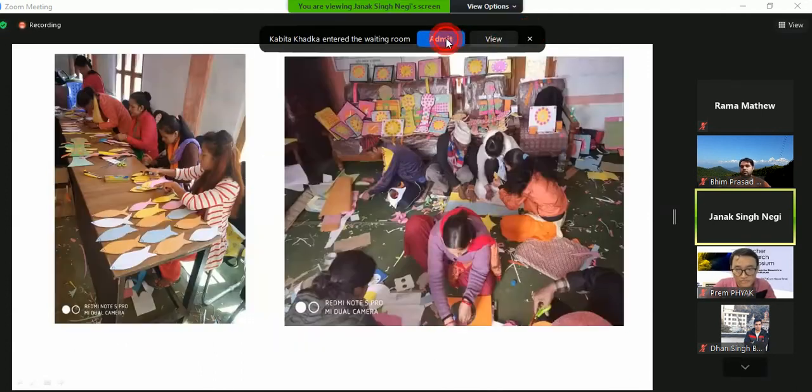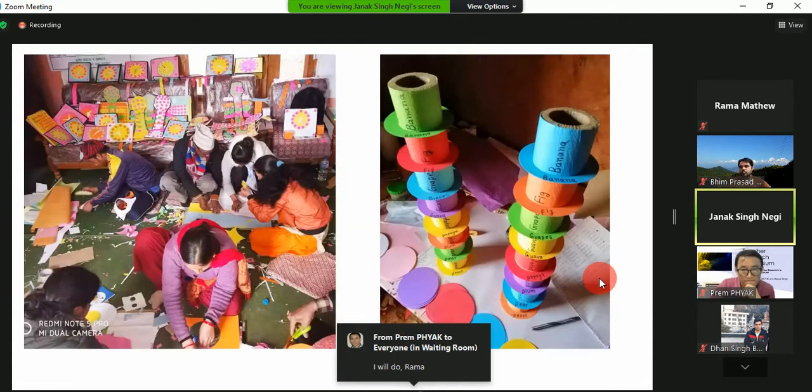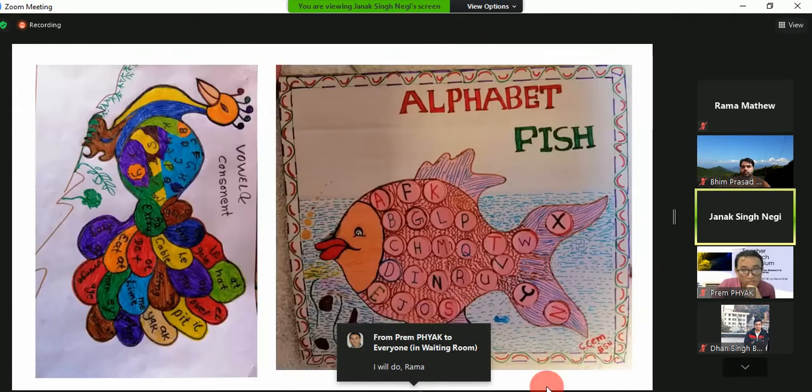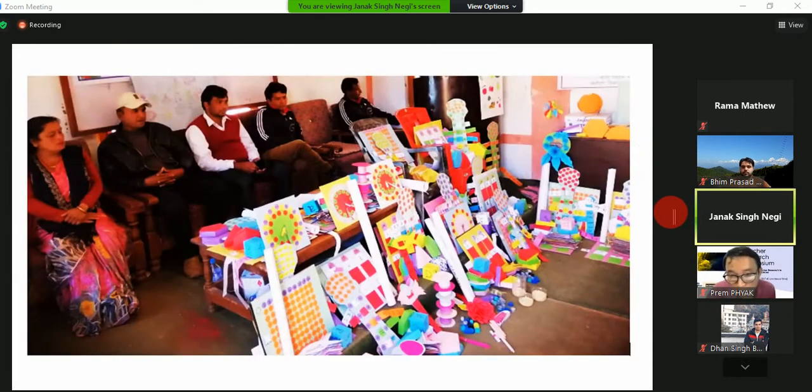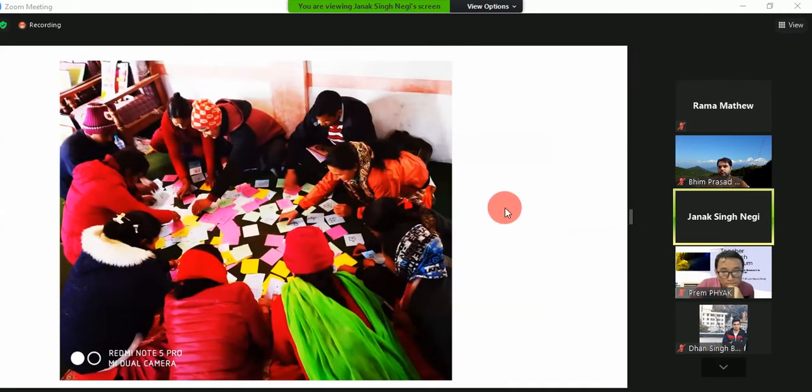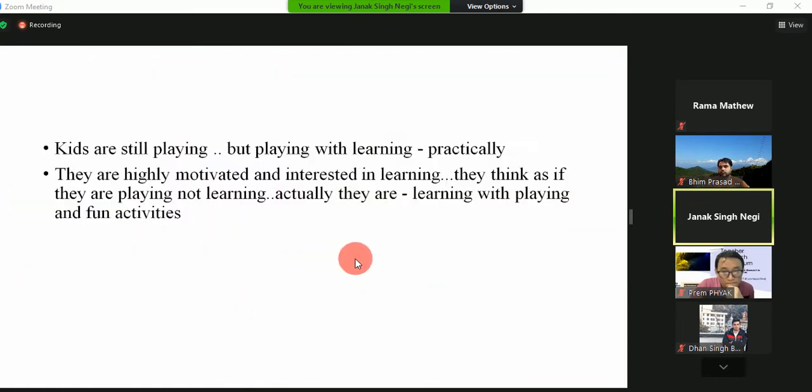So in this way, they have prepared lots of these materials. Since we do not have much time, I'm just wrapping up. Now there are many of these learning materials, and the finding is very short. Children are still playing, but playing with learning practically. They are highly motivated and interested in learning. They think as if they are playing, not learning, but actually they are learning with pleasure and fun activities.